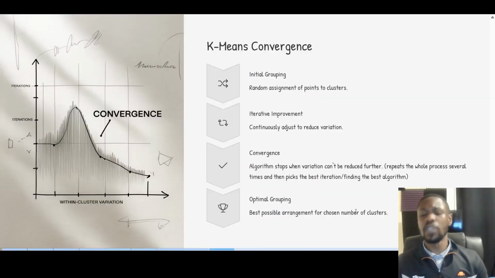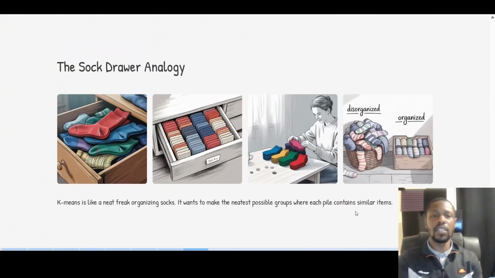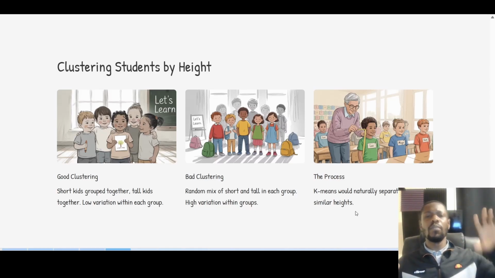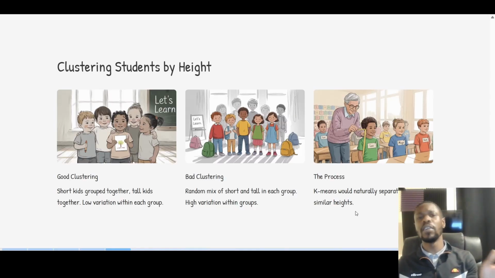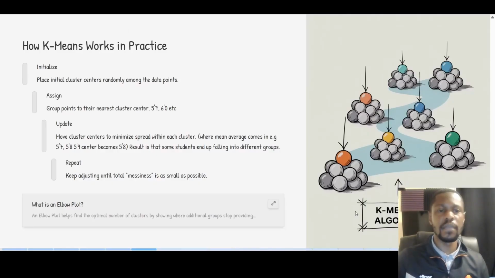But wait a minute, there's something that we haven't covered, and that is how many groups should we have initially? How do we know what the ideal number of groups is? Because in the beginning, we could have just grouped people in terms of their height, whether they are short or tall. But what if some people are somewhat medium height and they don't fit well into short or tall? And so this is where we introduce something known as an elbow plot.